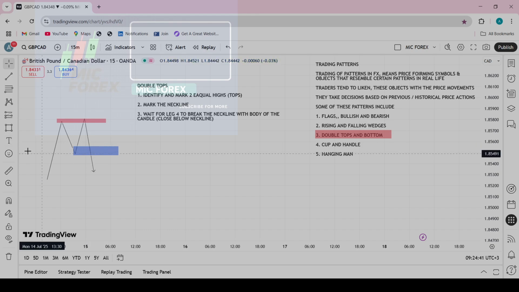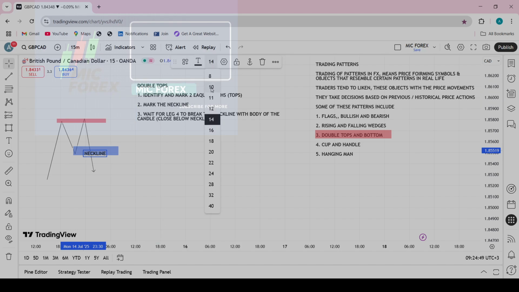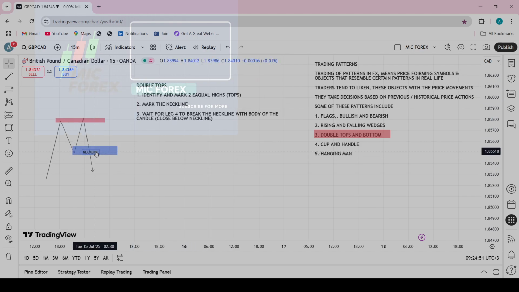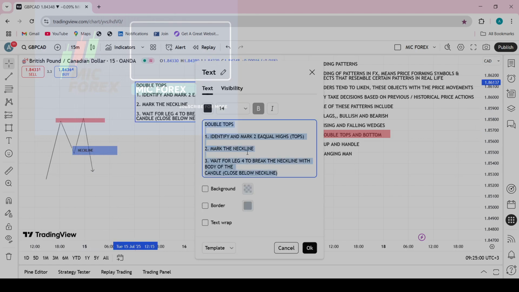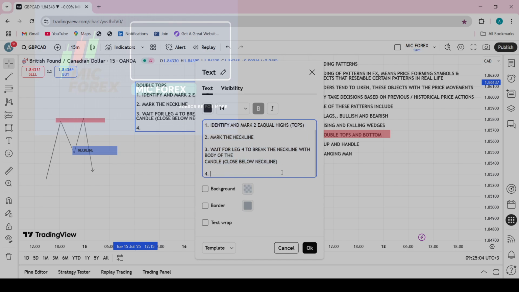So what do you do at this point? Remember, this is our neckline. So you want to see a price breaking below here with the body of the candle. After that, you drop to lower time frame for confirmation and entry. Drop to lower time frame.